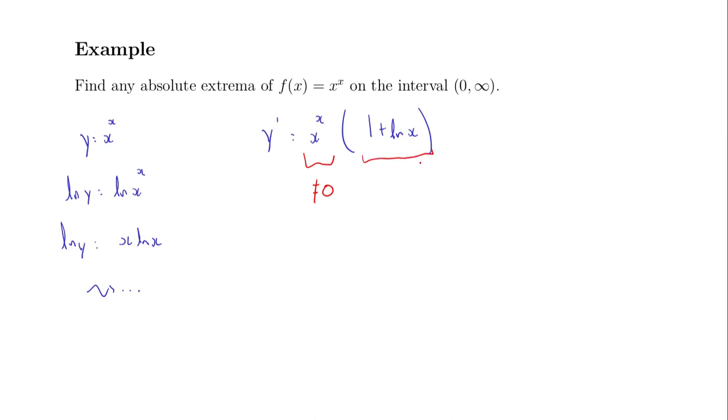So for this one, you'll notice that the log isn't going to give us any problems because the interval we're looking at is 0 to infinity. We talked in a previous video about how any negative x values or 0 is a problem for logs. It's not going to be an issue here because of the interval that we have. But what we can do is set that equal to 0.